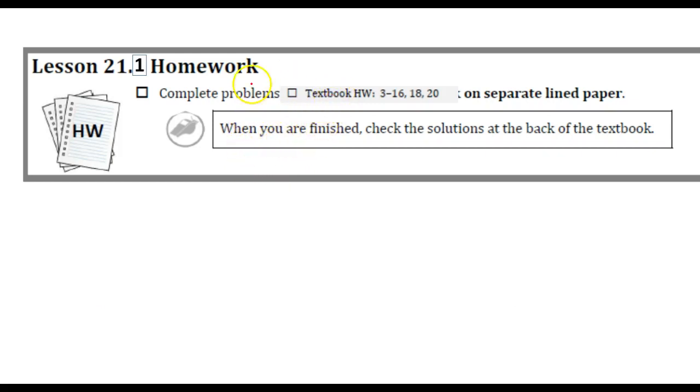Ask any of our staff members, but this is the homework that you will have to do, 21.1. It'll be out of the textbook, numbers 3 through 16 all, number 18 and number 20. Remember, it does count towards that 15 points towards homework. So this is one of the several assignments you'll have to do, so make sure that you get the help that you need by coming into the center if you need to.